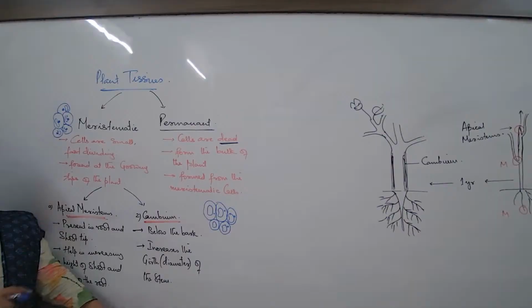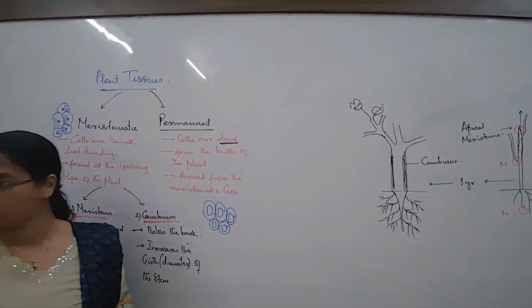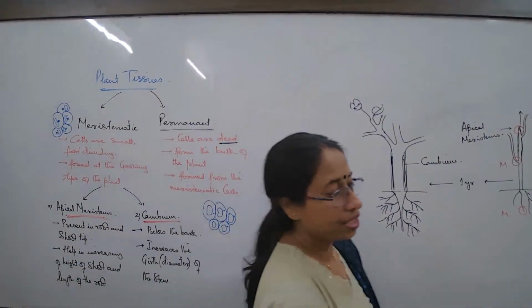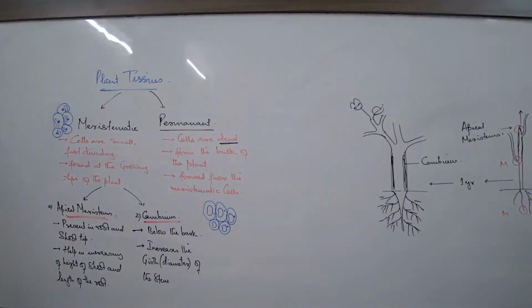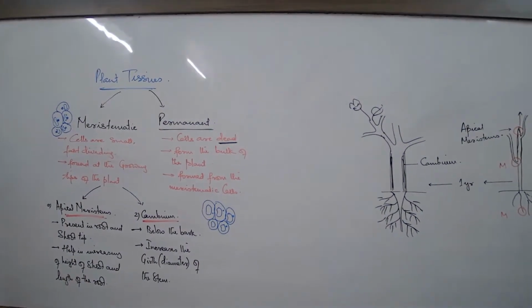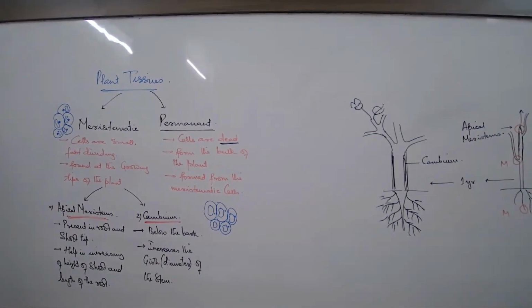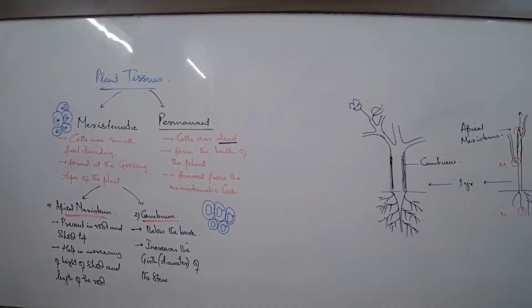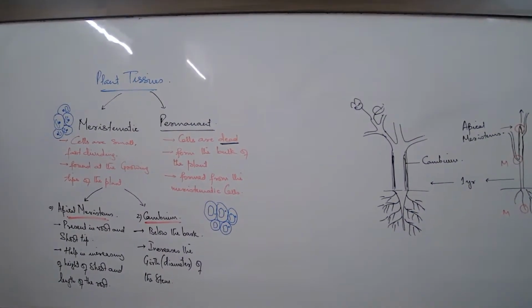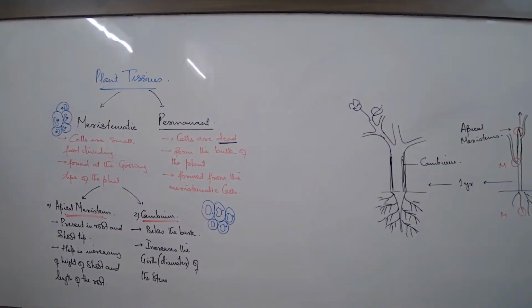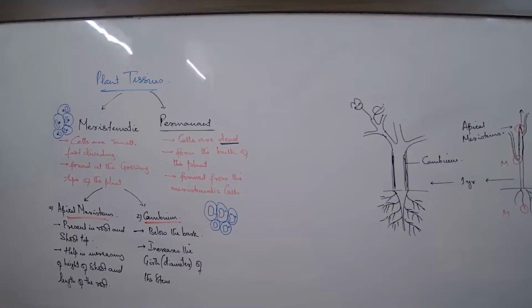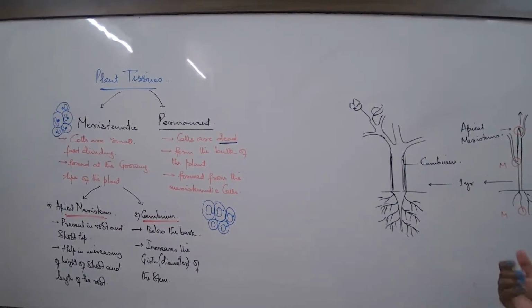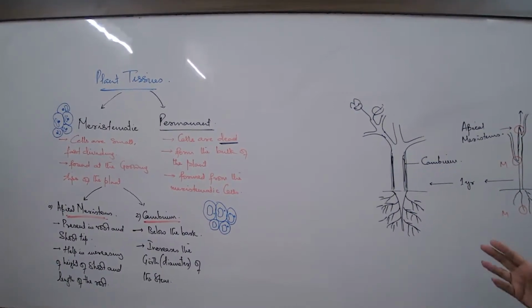So if I talk about the permanent tissues, always remember that permanent tissue cells are dead cells, meaning they cannot divide on their own. They cannot help in growth. But if they cannot help in growth and divide on their own, then how are they forming the bulk of the plant?